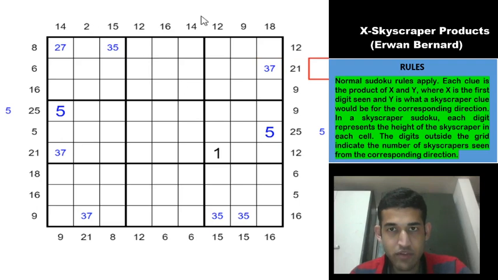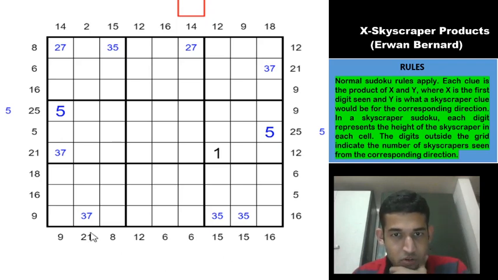Any more clues that can be resolved? We have a 14, so it can only be 2 and 7, which means that the skyscraper clue is either 2 or 7, right? There is no other possibility. If I write that, is that visible? Yeah, it is visible.